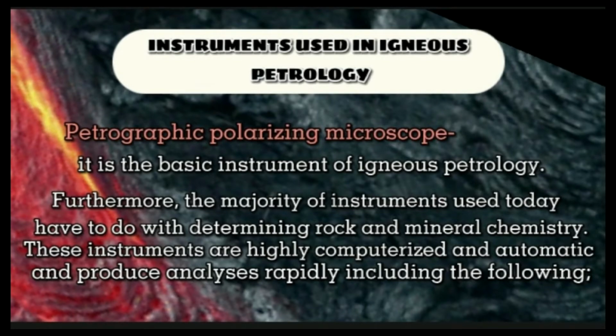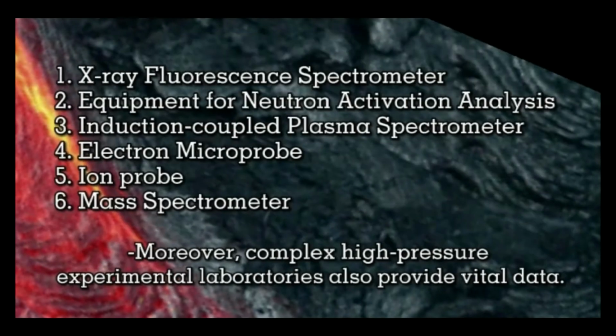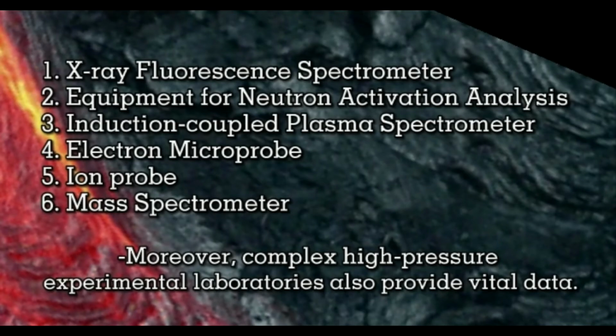These instruments are highly computerized and automatic and produce analysis rapidly, including the following: X-ray fluorescence spectrometer, equipment for neutron activation analysis, induction-coupled plasma spectrometer, electron microprobe, ion probe, and mass spectrometer. Moreover, complex high-pressure experimental laboratories also provide vital data.